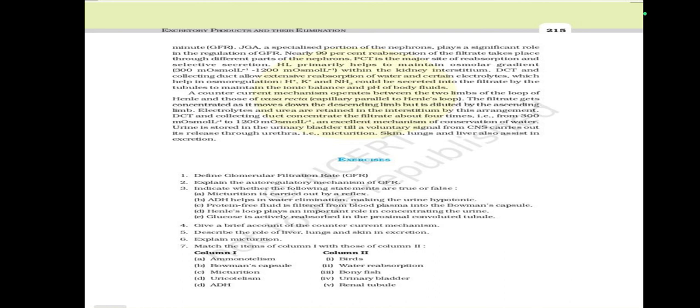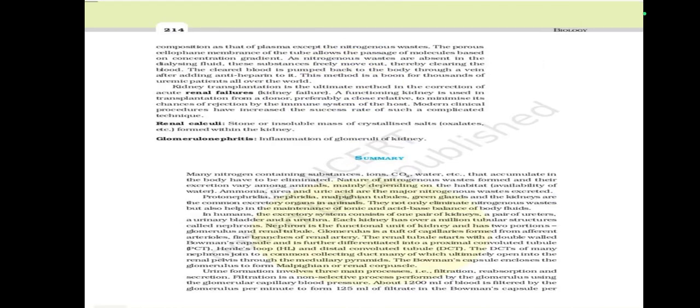Urine is stored in the urinary bladder till the voluntary signal from the CNS carries out its release through the urethra, that is micturition. Skin, lungs, and liver also assist in the excretion.